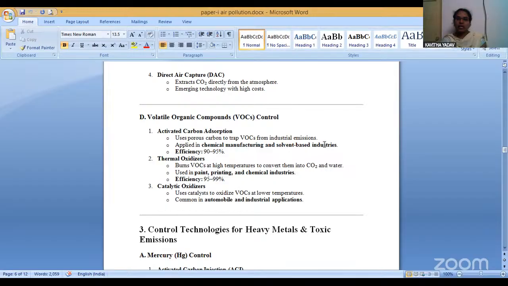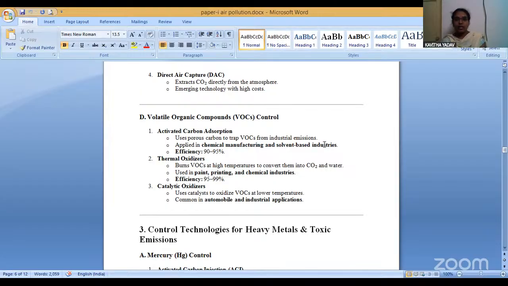Then coming to the next one, thermal oxidizers. They burn the volatile organic compounds at high temperatures to convert them into carbon dioxide and water.